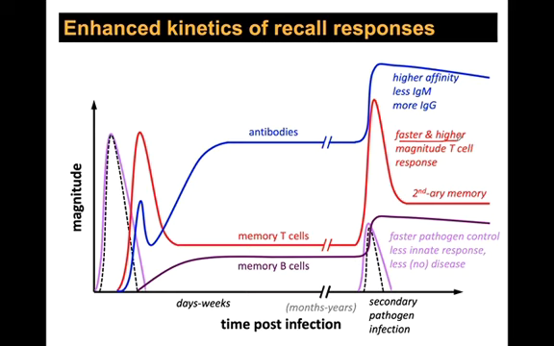If you've gotten a vaccine against something, you can still get infected, but you're just controlling it so fast that you don't get sick from it. You don't get disease.